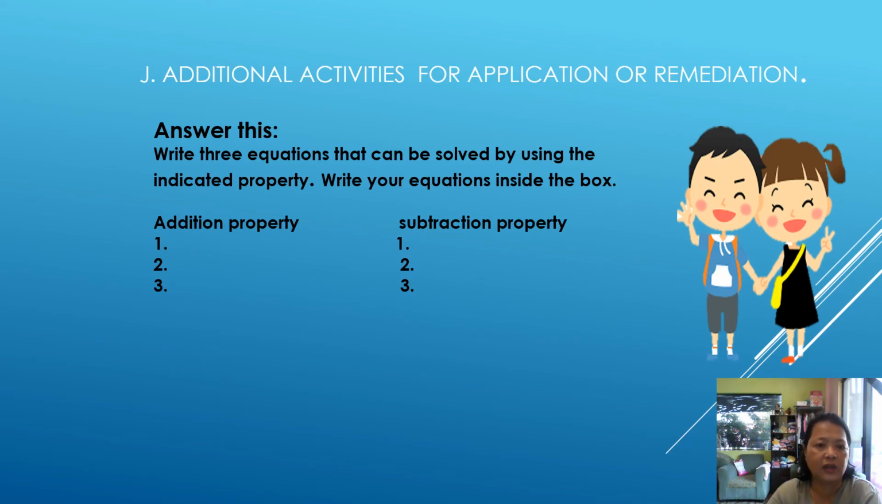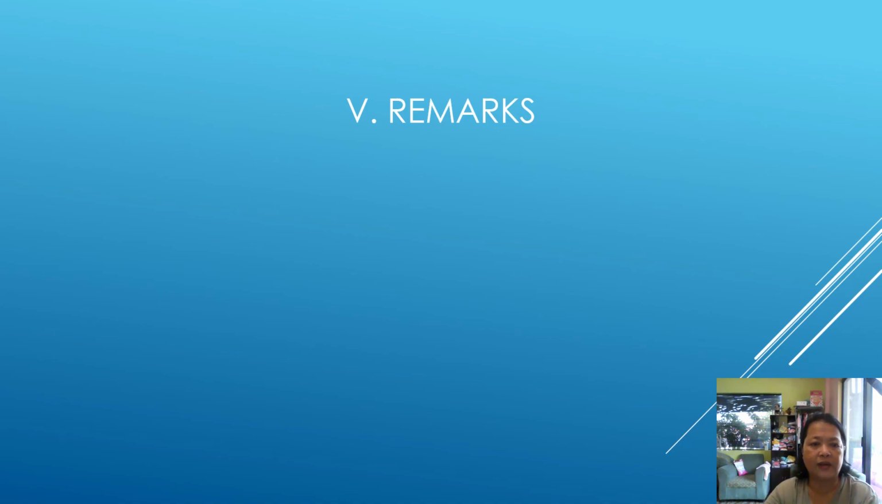So letter J, additional activities for application or remediation. Students, answer this. Write 3 equations that can be solved by using the indicated property. Write your equations inside the box. So, addition property, tatlo po, tatlo equation. Subtraction property, tatlo rin po. Thank you. The last part is the remarks.